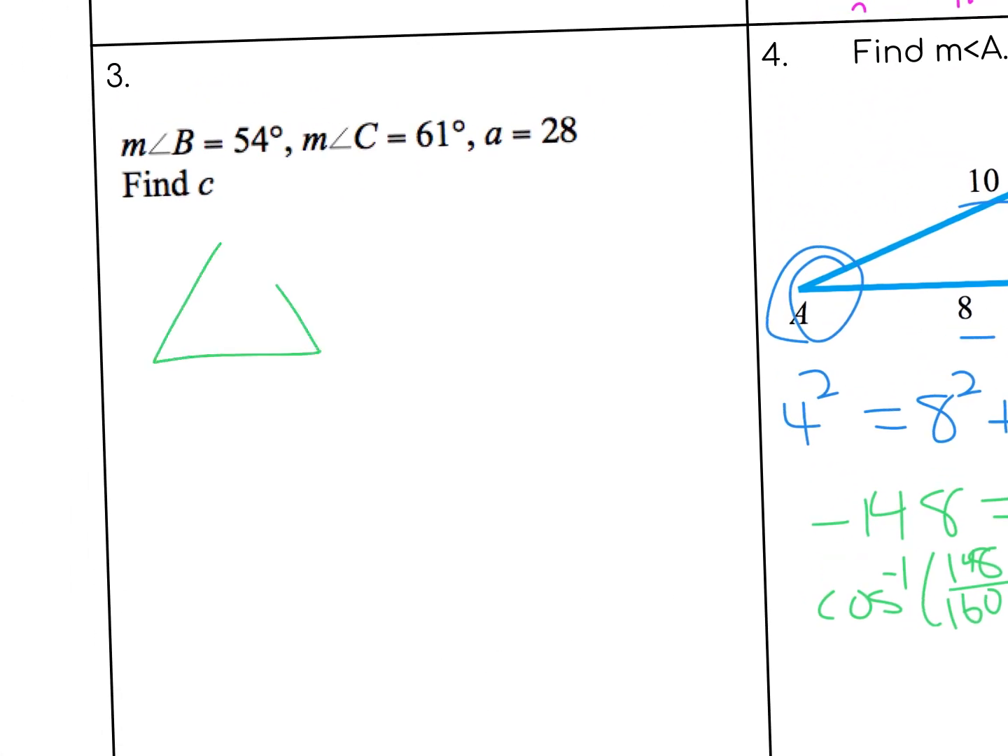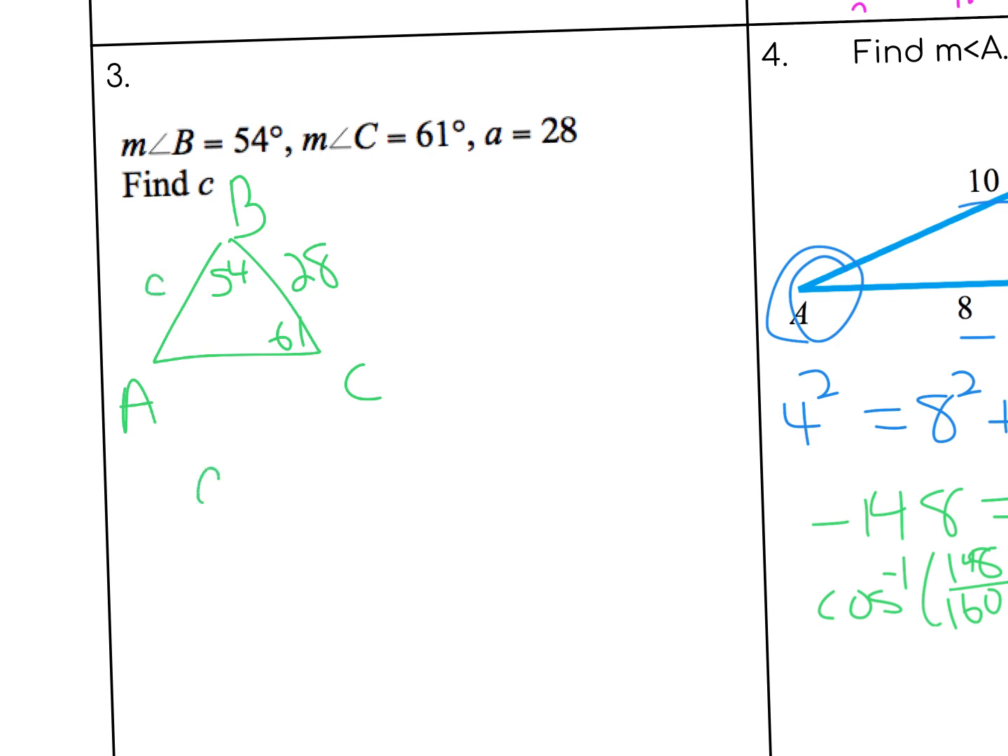I've got triangle ABC. It does not have to be drawn to scale. I just want a picture in front of me. B is 54. C is 61. A is 28. That's little a, so that's that side length. Find C. So I want to find this.